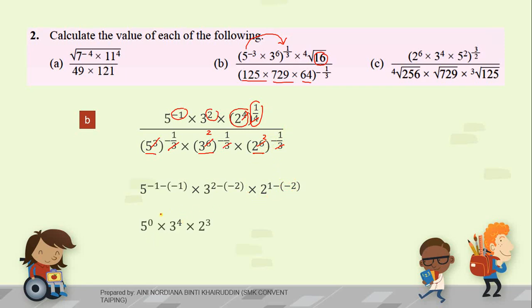And you will get 5 to the power of 0 times 3 to the power of 4 times 2 to the power of 3. 5 to the power of 0 is equal to 1. So 3 to the power of 4 times 2 to the power of 3 is equal to 648.